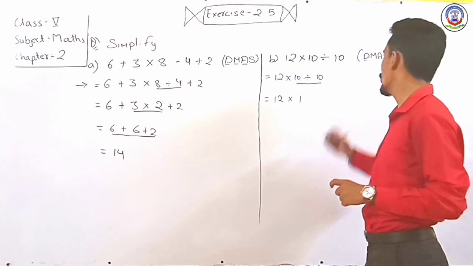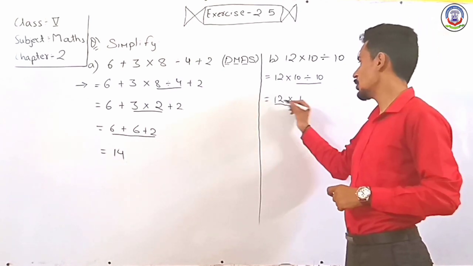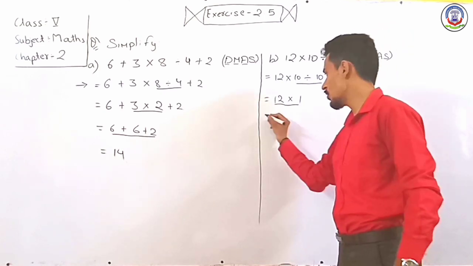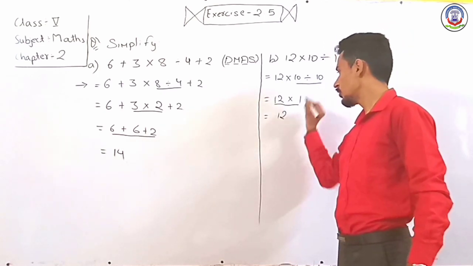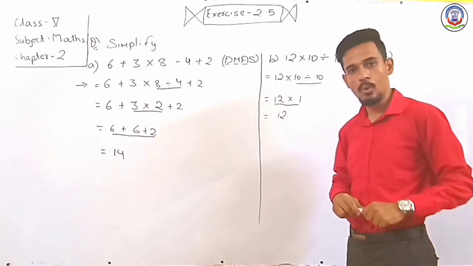Now we have to do multiplication. So here it is multiplication. So 12 multiply 1, as we know, is 12. So the solution of this simplification is 12. Okay.